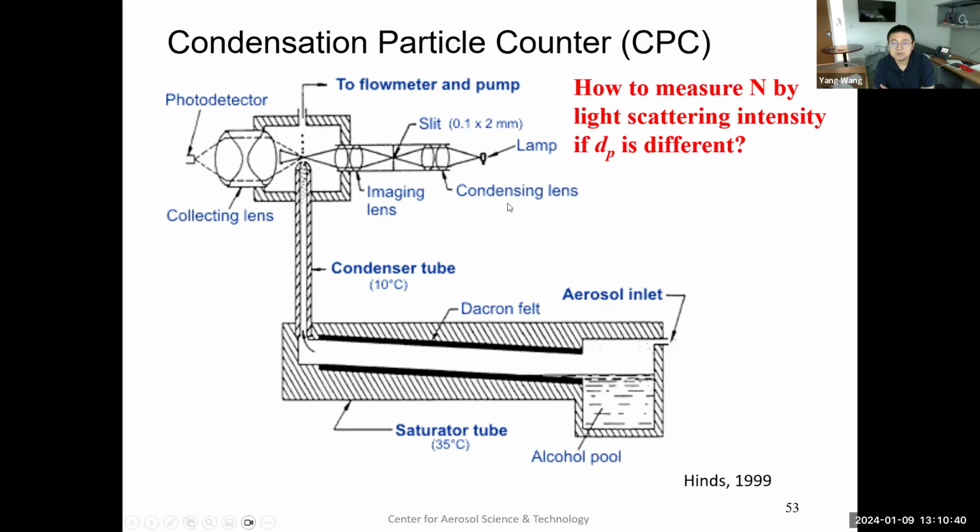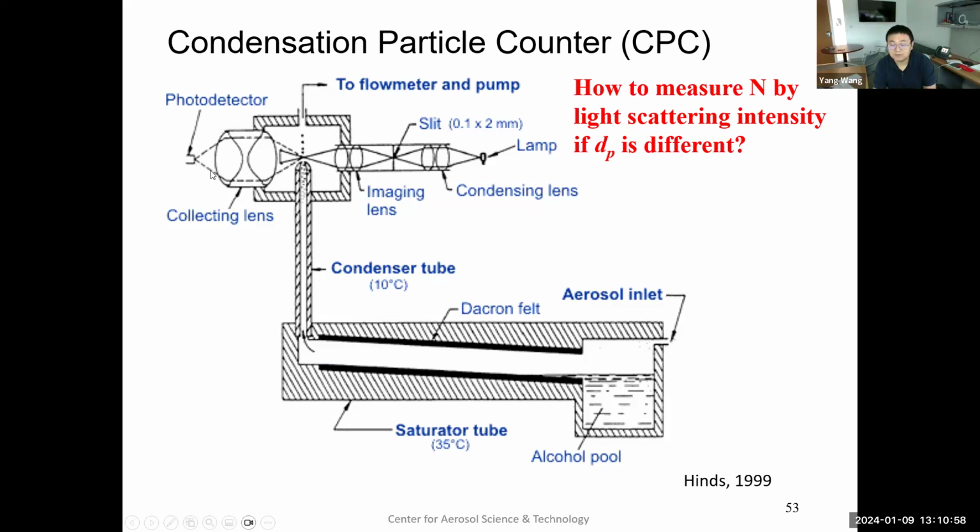But at the same time, as we know, the light scattering efficiency for particles of different sizes is different. That's where the advantage of the CPC comes into the picture, because after you grow them, they have a similar size. If they have similar size, they have similar scattered light intensity.